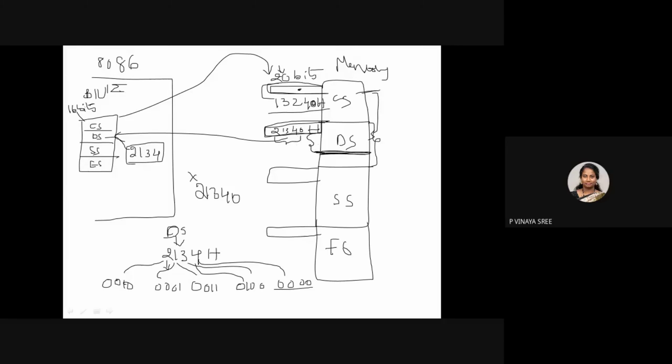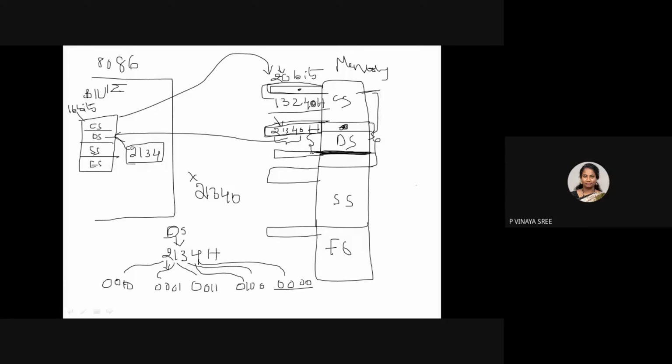Why? Because the processor is not asking for this data. The processor is asking for the data in a particular data segment, this one. So the starting address of a data segment will be present in the data segment register. But if you want to go to this particular location, we need to calculate this 20-bit physical address. So for that, we are adding plus offset.